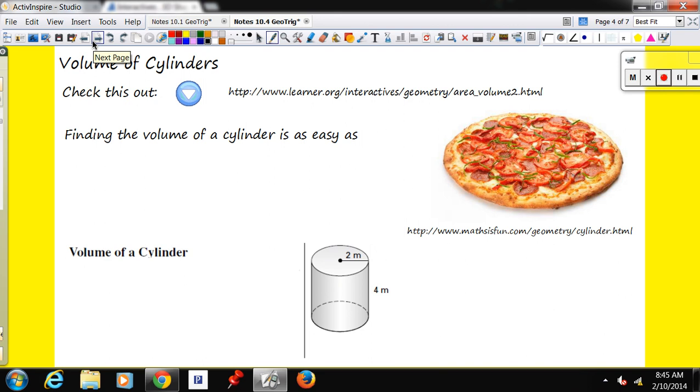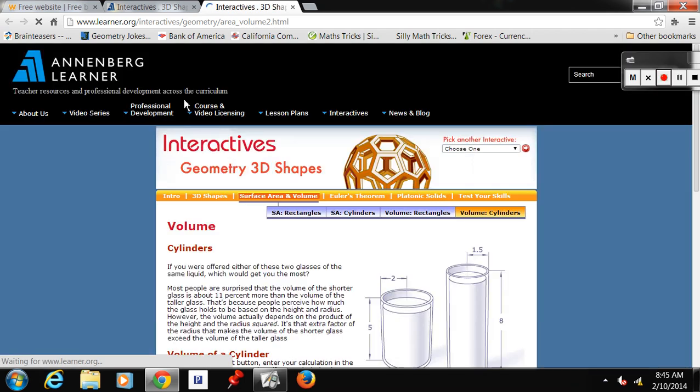Cylinders. I want you to check out a website because technically finding the volume of a cylinder is as easy as pizza. As easy as pizza. Really. And they'll show you on this website. So I think it's this website. It might be the second. Let's see if I can get this.